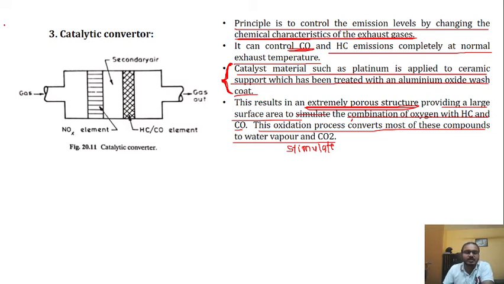So this catalytic converter gives the outcome which was possible during complete combustion. In incomplete combustion we get carbon monoxide and hydrocarbons, but in a catalytic converter, with the oxidation process happening on this catalyst material, the hydrocarbons and carbon monoxide are converted into water vapor and carbon dioxide. So this is all about the catalytic converter.